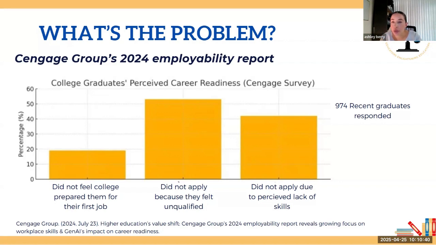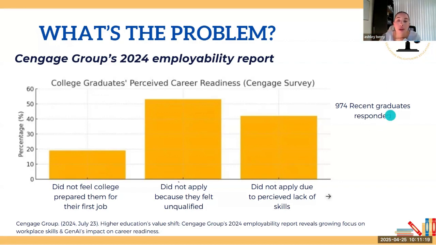And so recently, as I was putting this together, I was thinking about how I as a professor can create the circumstances for them to build soft skills in my class while emphasizing content mastery. So I was looking online and I found this employability report by Cengage Group, and I was not surprised to see that 2-3 years later, almost 20% of the respondents did not feel that college prepared them for their first job.